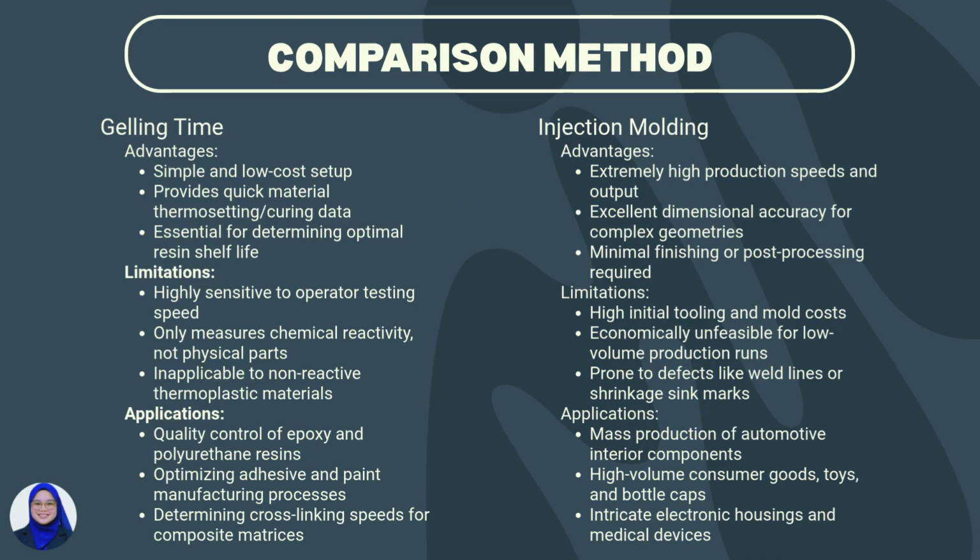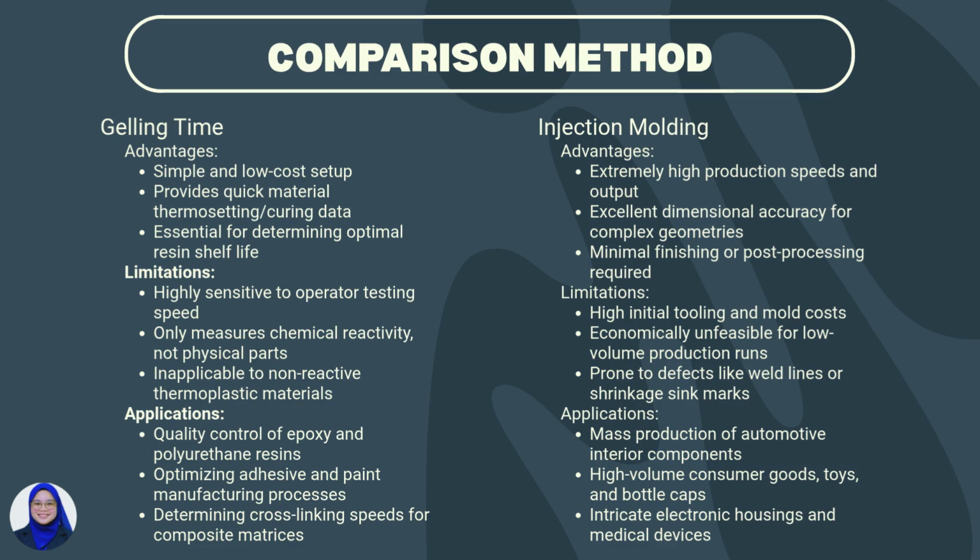We are exploring four essential polymer processing and testing methods, starting with the gelling time test. This method is fantastic because it is a simple, low-cost way to get quick data on how fast a thermoset resin cures, which is crucial for checking shelf life. However, it is highly sensitive to operator speed and cannot be used for thermoplastic. You will see this widely applied in quality control for epoxies, paint, and adhesive.